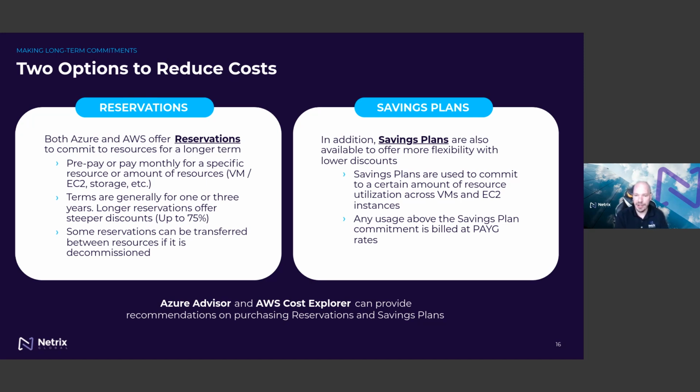Now, as I mentioned before, reservations are very specific. They're meant to work on a specific SKU of EC2 or a specific tier of virtual machine or specific type of storage. So if you do have concerns about the flexibility and the elasticity of your environment, you have the other option of what are called savings plans in both AWS and Microsoft Azure. So these savings plans essentially allow you to commit to a certain amount of resource utilization across your entire estate of virtual machines and your entire estate of EC2 instances. And what this does is allow you to prepay for compute up to a certain threshold. And then any compute that is above that threshold is going to be billed at pay-as-you-go rates.